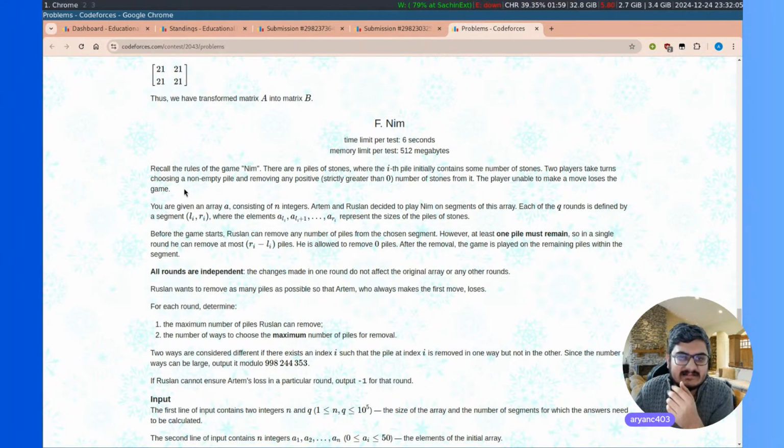So essentially the problem reduces to: you have a given subarray L to R. You have to remove the maximum number of elements from here. Another way to say it is you have to keep the minimum number of elements in this segment such that their XOR is 0, because the losing condition for Nim is that the XOR of all the elements is 0. And you also have to count in how many ways you can get that minimum 0 XOR here. That was essentially the problem statement we have.